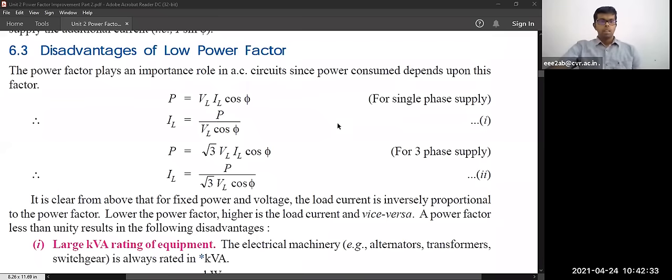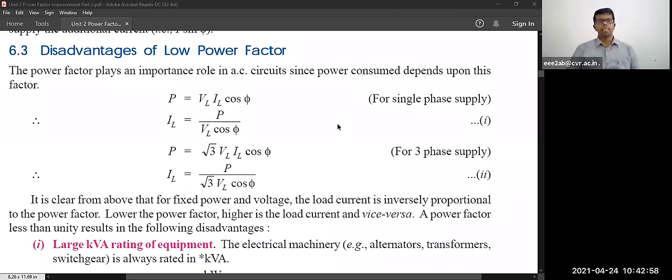Very good morning. Today we are going to see about the disadvantages of the low power factor. In the last class, we have seen about the power factor and how it is calculated. So, what are the effects of the power factor? Today we are going to see the disadvantages of low power factor.